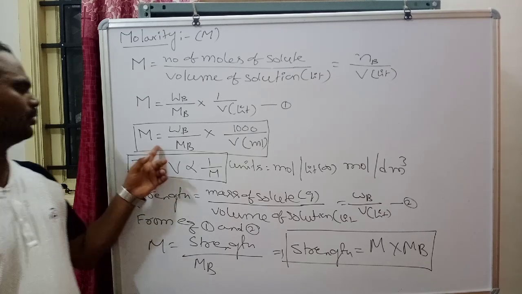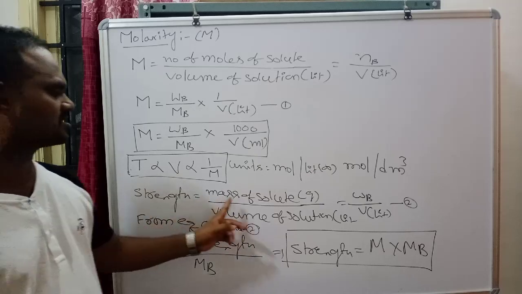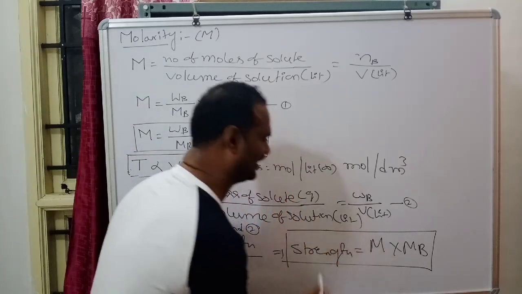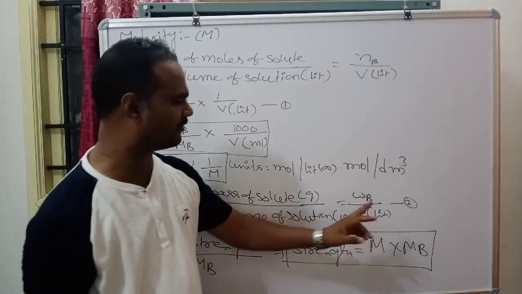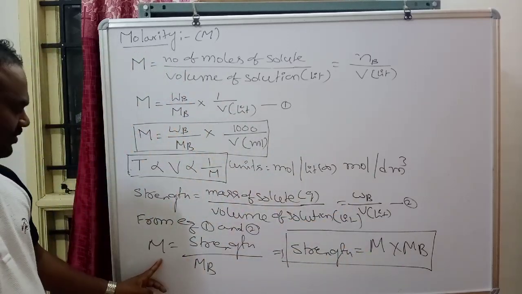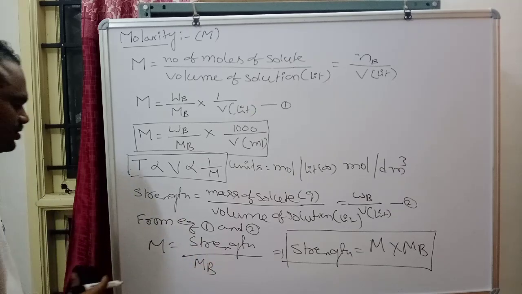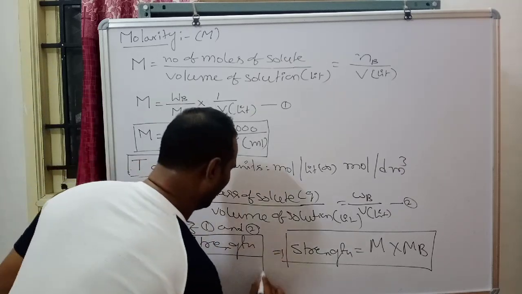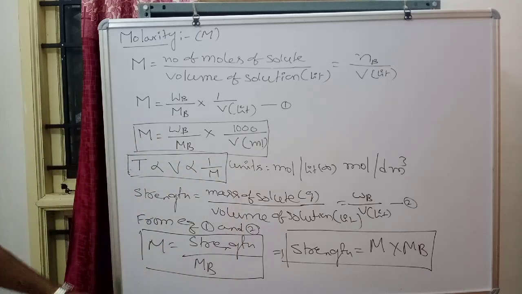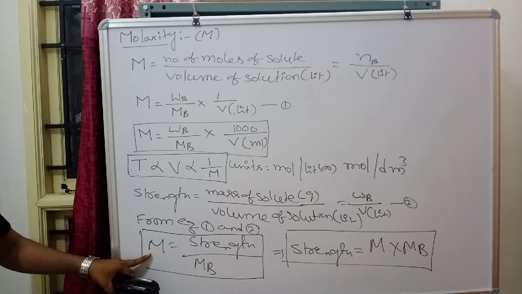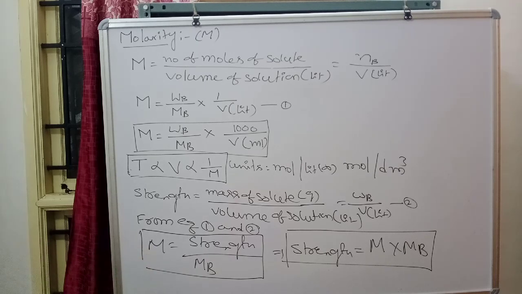In this formula I substituted strength, mass of solute in grams by volume of solution in liters. After WB by V, if I substitute here, finally molarity is equal to strength by molar mass of solute. This is another formula. Suppose strength is given and we are asked to calculate molarity, we can use this formula. Now we have to see molarity in terms of density.